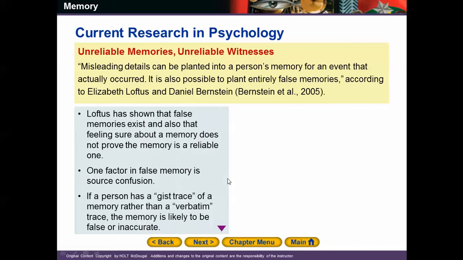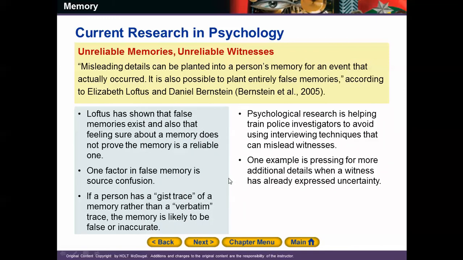Current research in psychology shows that misleading details can be planted in a person's memory for an event that actually occurred. And it's also possible to plant entirely false memories. And we're going to talk more about this a little bit later when we get to forgetting.